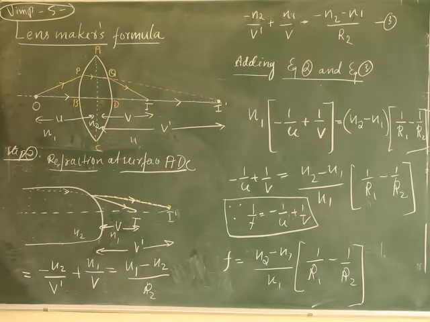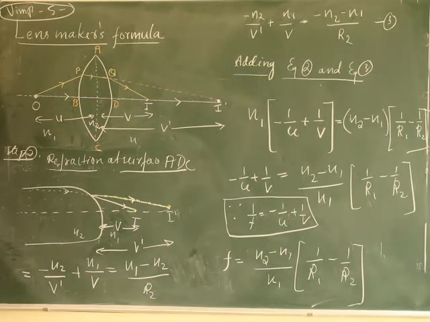So carefully have a look in the derivation. Equation number 2 is minus n1 by u plus n2 by v dash equal to n2 minus n1 by r1. Equation number 3 is minus n2 by v dash plus n2 by v equal to minus n2 minus n1 by r2. By adding those two equations, what do we get? We get minus 1 by u plus 1 by v is equal to n2 minus n1 by n1 into 1 by r1 minus 1 by r2.